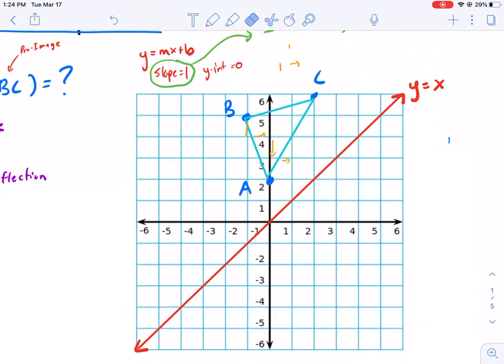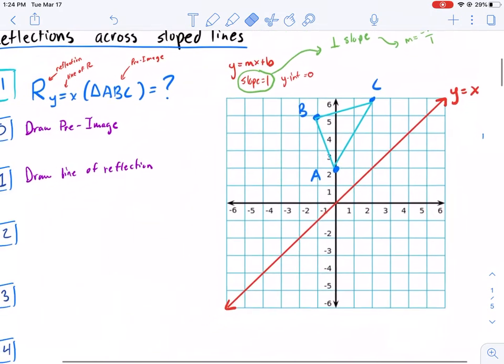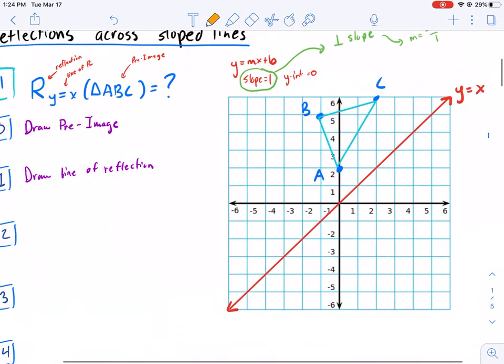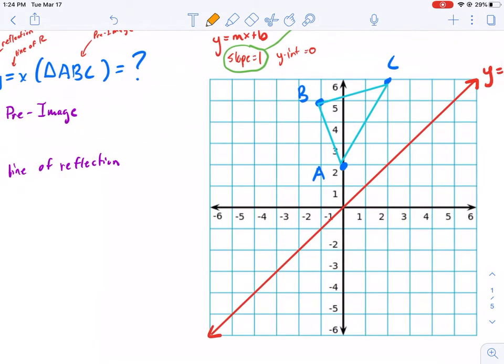So in order to reflect without having to worry about the equation of the line, drawing the line, and maintaining the distance, there's a little trick. What we're going to do is start at B and count down or to the right to get to the line of reflection. Clearly, we're not going to count left or up. Why? Because the line of reflection isn't in that direction. So we need to go to where the line is.